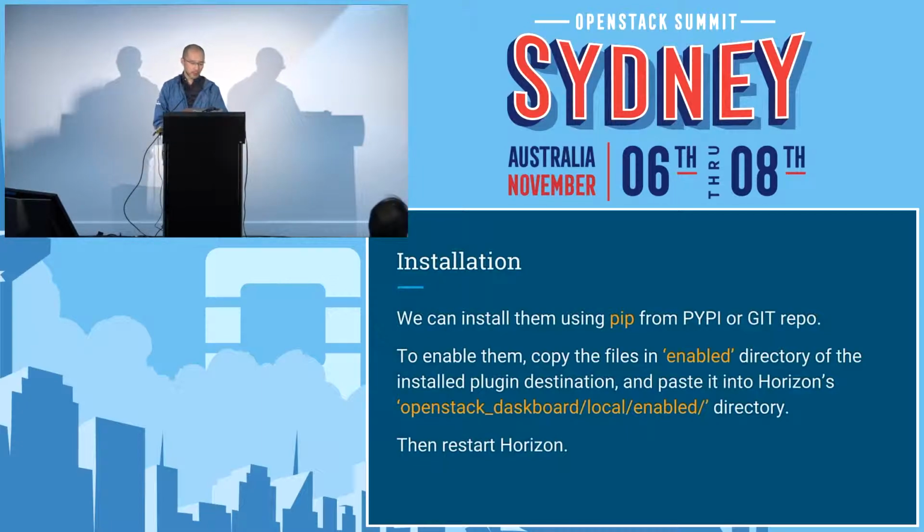To enable the plugins, we should copy the files in the enabled directory of the plugins and paste them into the OpenStack dashboard /local/enabled directory of Horizon. Then Horizon will load the plugins according to the files in the enabled directory.